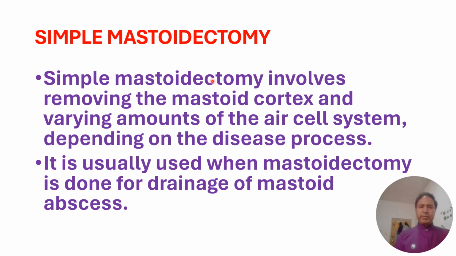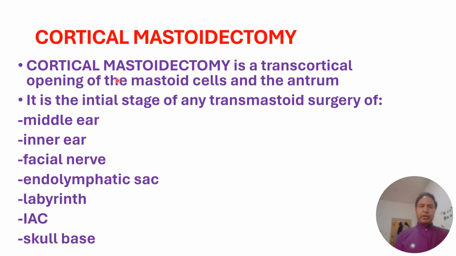Simple mastoidectomy involves removing the mastoid cortex and varying amounts of the air cell system depending on the disease process. It is usually used when mastoidectomy is done for drainage of mastoid abscess. Cortical mastoidectomy is a transcortical opening of the mastoid cells and the antrum. It is the initial stage of any transmastoid surgery of the middle ear, inner ear, facial nerve, endolymphatic sac, labyrinth, IAC, and skull base.